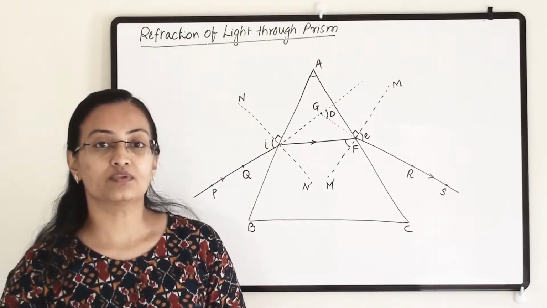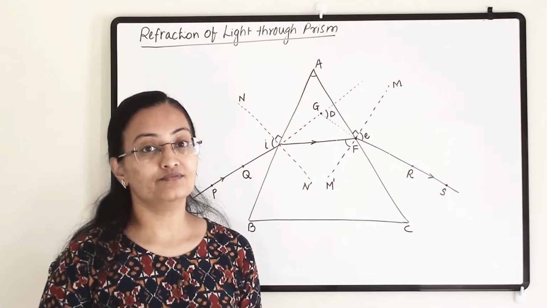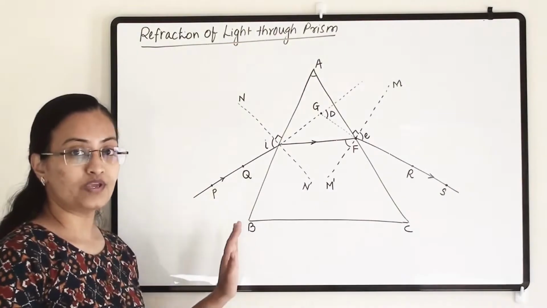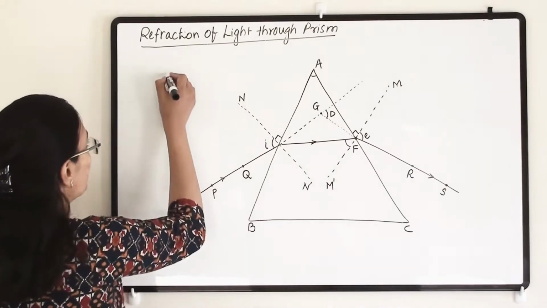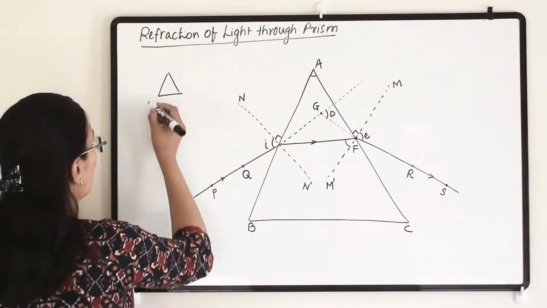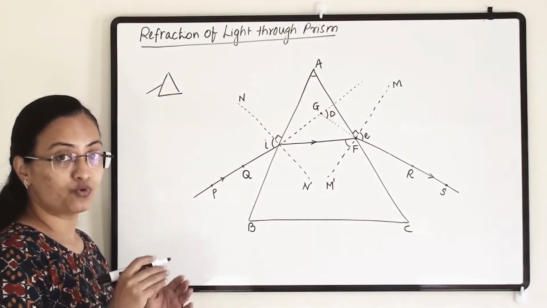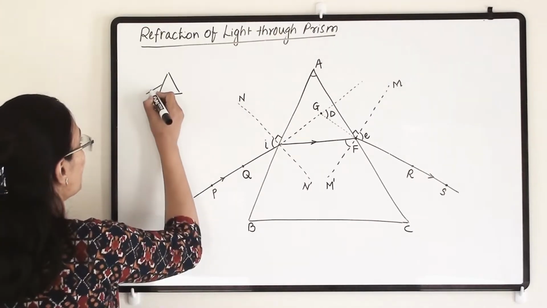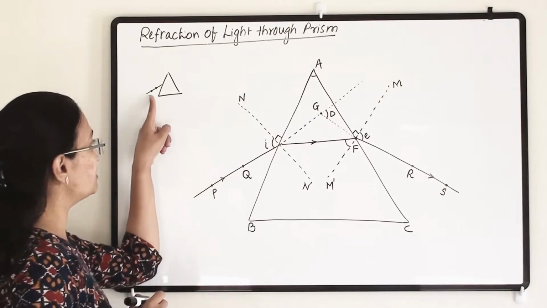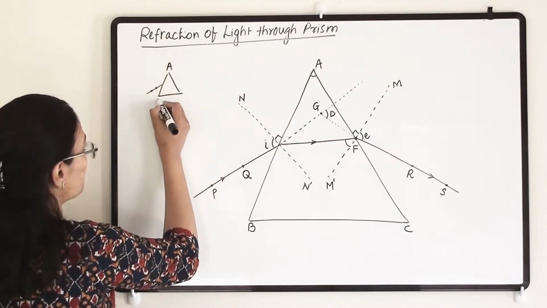Refraction through a prism. First of all, we are going to take activity 11.1 and understand how refraction happens through a prism. In this activity, we take one prism and keep it on a white paper. First we draw one slanting ray that falls on the prism, and we place two pins, P and Q, on that ray. Now from the other side, this is our prism, A, B and C.